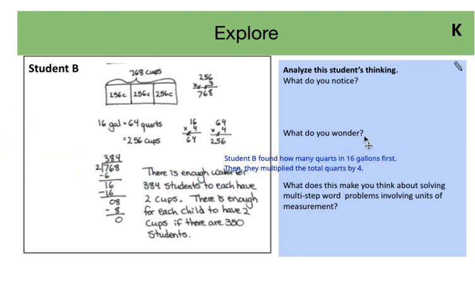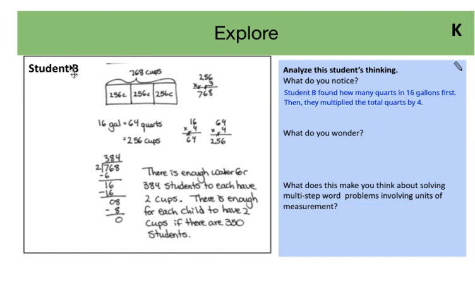All right, so what did you notice? Did you notice that student B found how many quarts in 16 gallons first, and then they multiplied the total quarts by 4? So let's take a look at that. You'll see that the previous one had 16 gallons, 16 gallons, 16 gallons, right? But we notice here that they've changed it all already into cups. So they knew that the total for each was 256 cups, and the total cups for all 3 grades was 768. We saw that number before, right? We saw that one in the previous one.